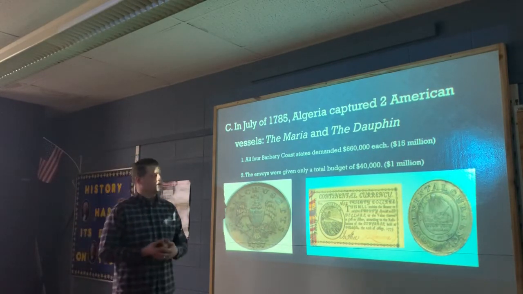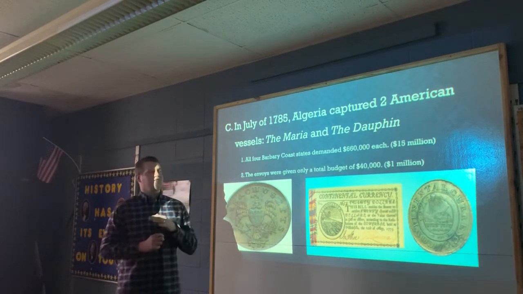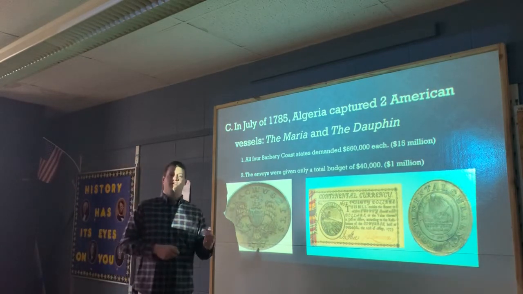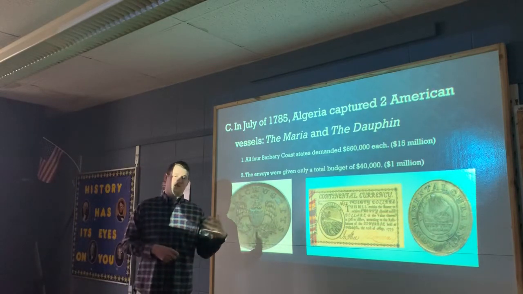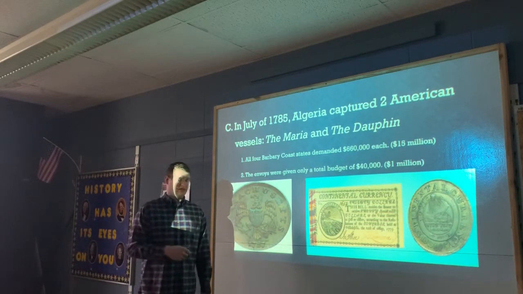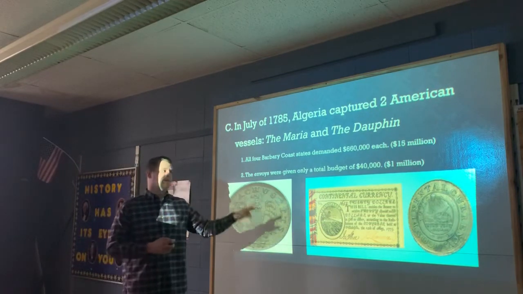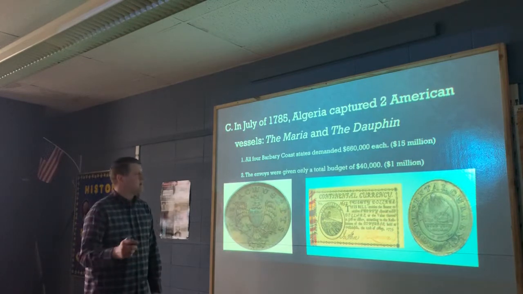All 4 Barbary Coast states demanded $660,000 each, which is $15 million in today's money. So America sends over some envoys, but they were only given a total budget of $40,000, which is only $1 million in today's money, to negotiate the release of these 2 ships and the sailors on board. This is a picture, some pictures of American currency at the time.